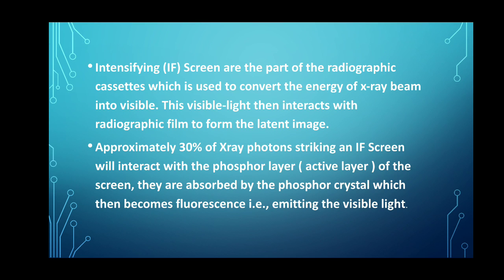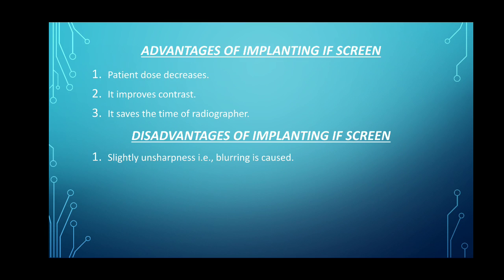Intensifying screens are the part of the radiographic cassettes which is used to convert the energy of the X-ray beam into visible light. The visible light then interacts with radiographic films to form the latent image. Approximately 30% of X-ray photons striking an intensifying screen will interact with the phosphor layer of the screen. They are absorbed by the phosphor crystals, which then fluoresce, emitting visible light.